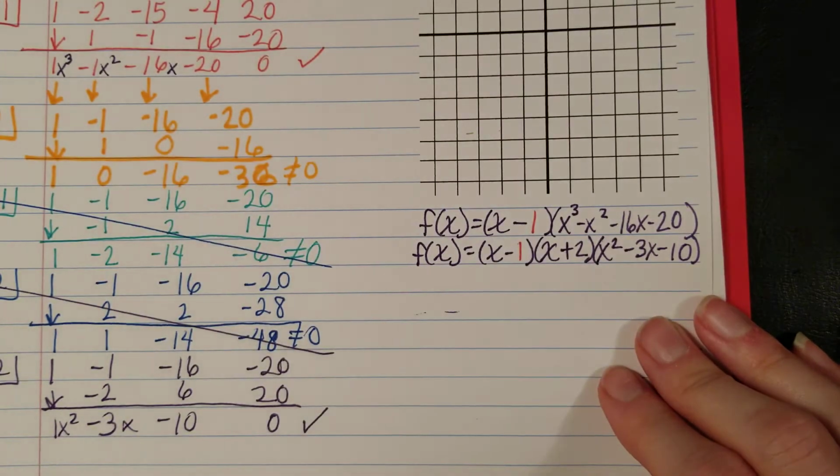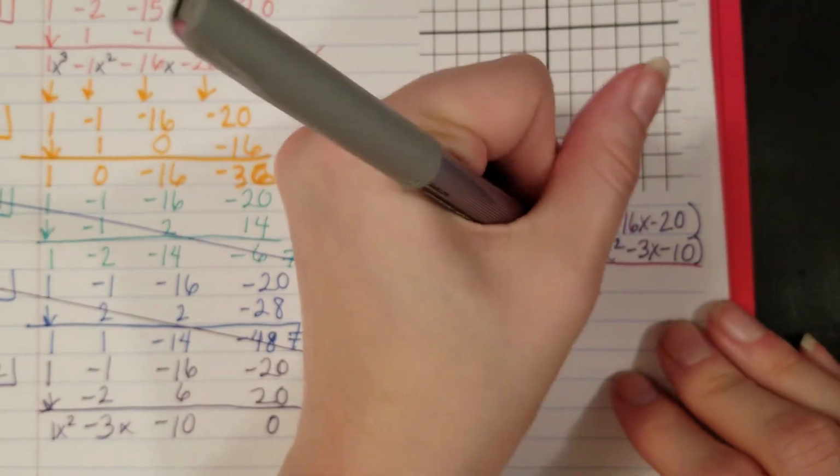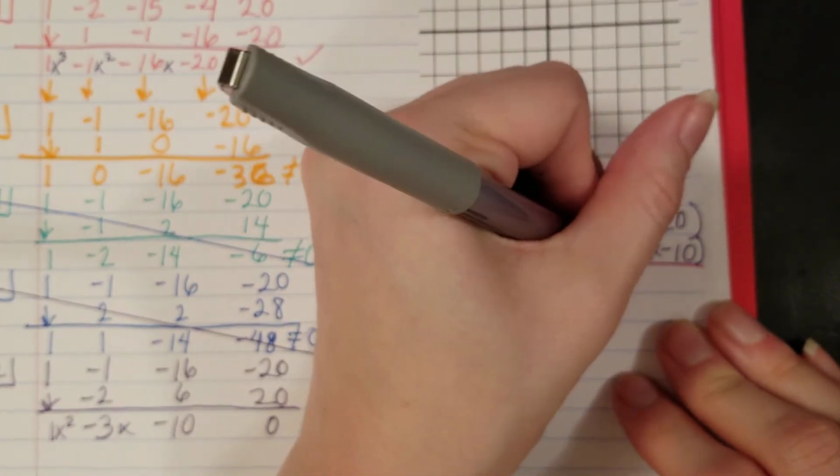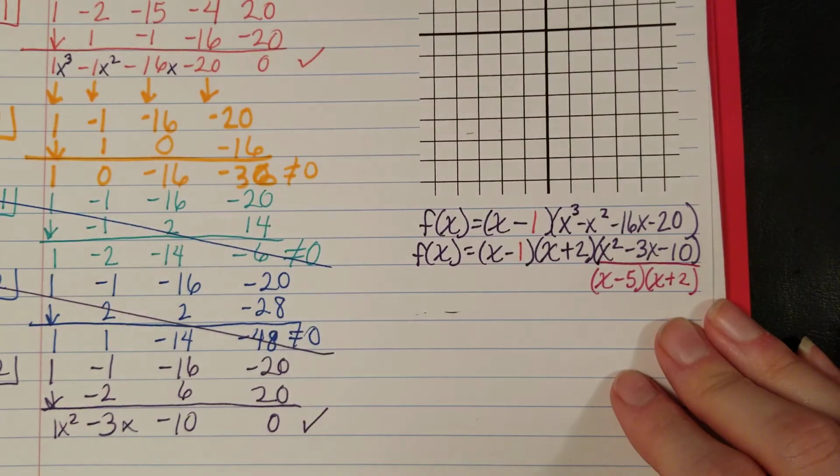All right, and then this part is pretty easy. We can just factor that. That would be x minus 5 times x plus 2.